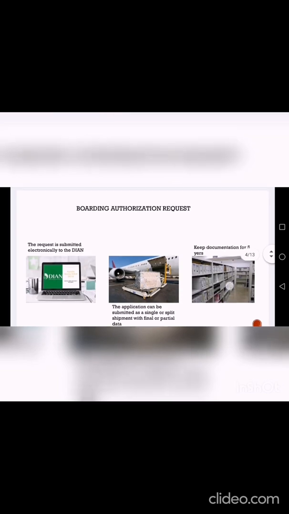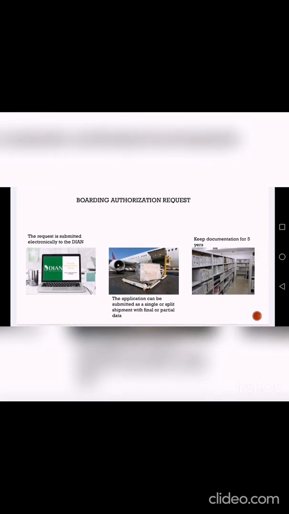Continue. Boarding authorization record. The record is submitted electronically to DIAN in the section where the goods are located. The application can be submitted as a single shipment with final or partial date, or the application may also be for the shipment as a split shipment with final or partial date. But this is very important: all documentation for the goods must be kept by the exporter for a minimum period of 5 years. It's very important. It's 5 years.